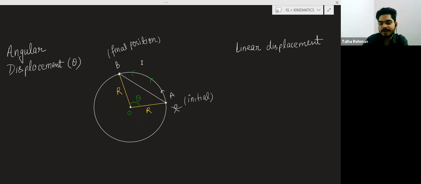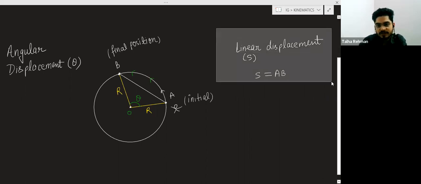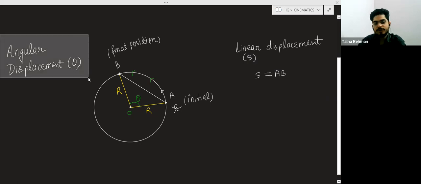Linear displacement I have represented with small s. And what is the linear displacement here? AB. AB will be your linear displacement. And what is this theta? Theta is the angular displacement. So basically, this thing we have already discussed. Now we will focus on this angular displacement.